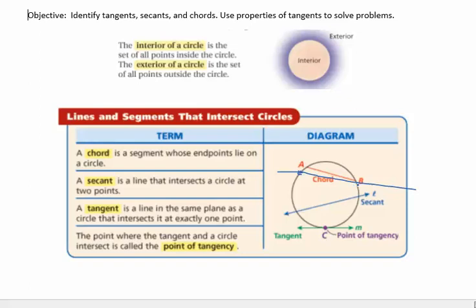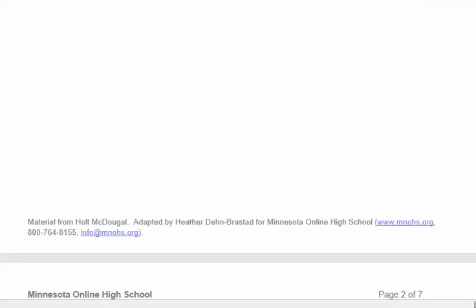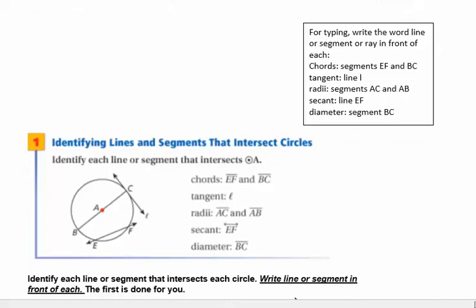Now, a chord can also go through the circle, but have endpoints here. So it could be a longer line or a ray or a longer segment. As long as there are endpoints on the circle, then you could call this segment CD or segment DC. So a chord doesn't only have to be a segment. When we're doing these problems, you have to type the word line or segment or ray in front of these, because in Word you don't have the tools to make a little segment or line or ray above them, so you just type the word.